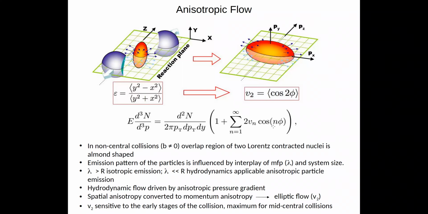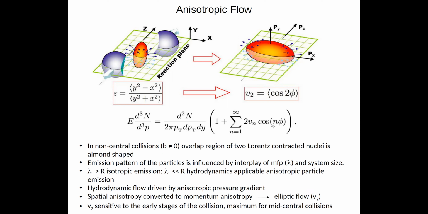So if you plot V2 as a function of time, you will see that at the very instant when the collision occurs, V2 will be very close to 0. Then at the initial time, it will have a peak, and then as the time passes by, V2 will again diminish. Okay? This basically tells us that V2 is sensitive to the early stages of the collision when the fireball is highly anisotropic. Also, another thing is that V2 is maximum for mid-central collision.